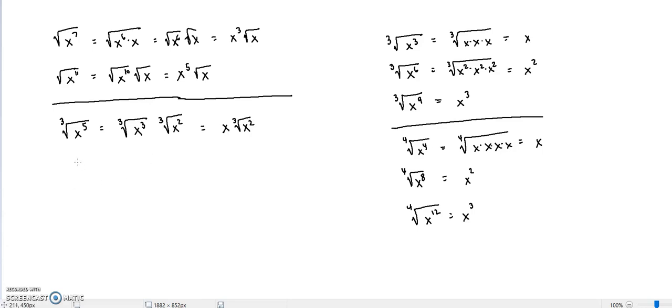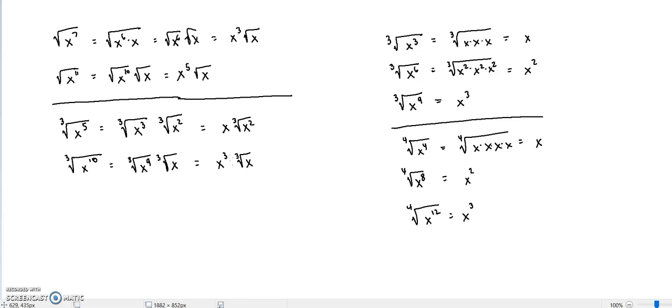All right, let's try another one of those. Let's say we have cube root of x to the 10th. All right, so 3 doesn't go into 10. The biggest multiple I could fit in there is 9. So I could do the cube root of x to the 9th, and that would leave me with 1 left over, because 9 plus 1 would give me 10. So cube root of x to the 9th, I would take the 3rd and get x cubed. And then I would have a cube root of x left over.